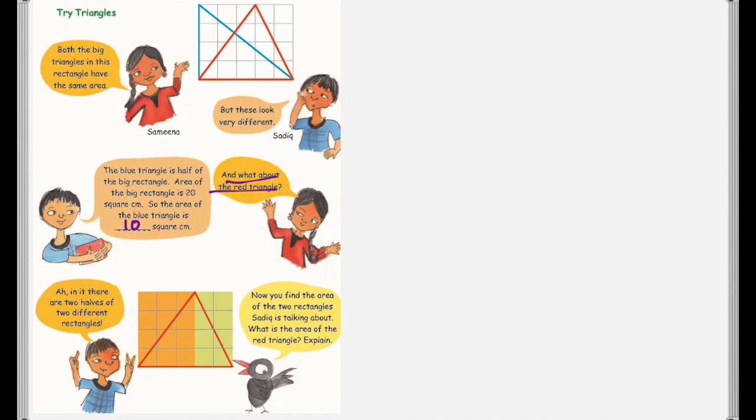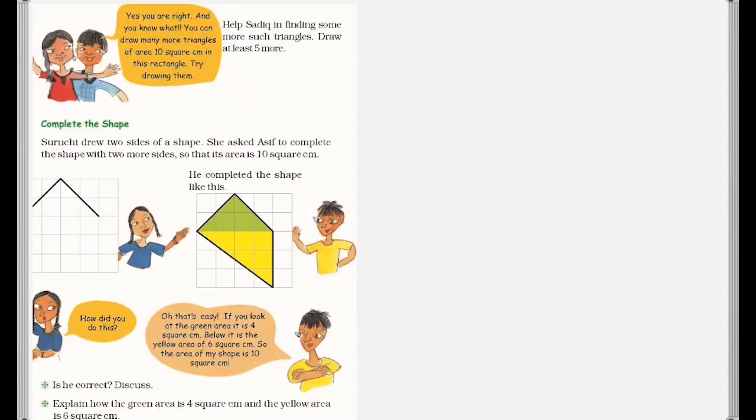It has two halves of different rectangles. Now what you can do is, if you divide it, it can be divided into two triangles. One is this and the other one is this. Okay, so you can find the areas separately and then add. Now yes, Sadik says you are right, and you know what, you can draw many more triangles of area 10 square centimeter in the rectangle. So you can try that on your own.